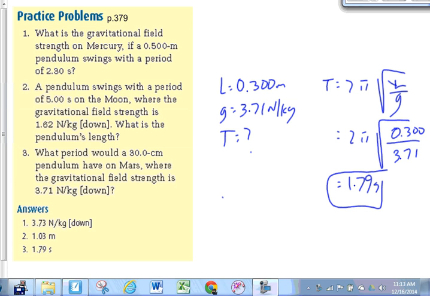Good? Any issues there? Who asked me for number 3? Okay. Big thing in number 3, right, is don't forget to convert from centimeters to meters there.